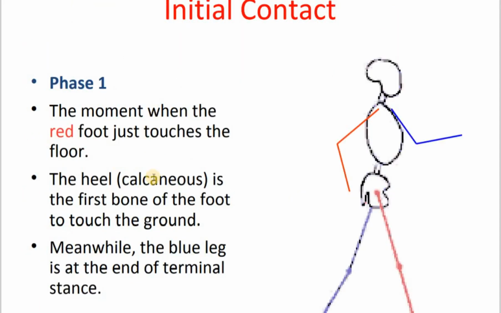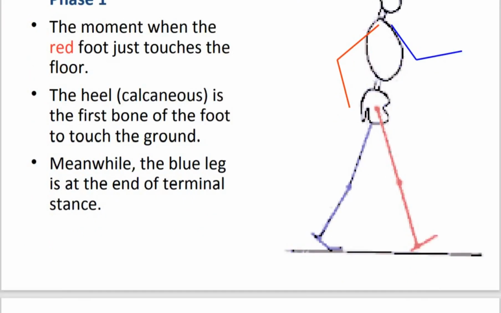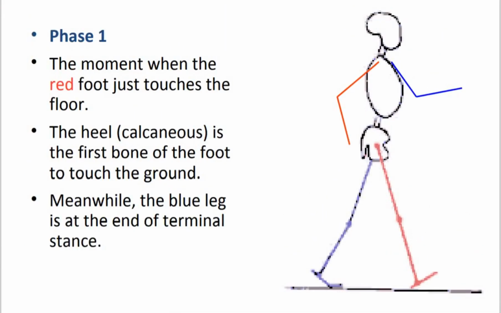First we are going to see the initial contact phase, phase 1, the moment where the red foot reaches and touches the floor. As you can see, the red foot reaches and touches the floor. The heel, the calcaneus, is the first bone to have contact with the ground. Meanwhile, the blue leg is in the terminal stance. The heel is getting off and only the toes are in contact with the ground.